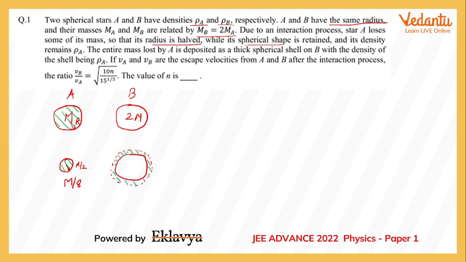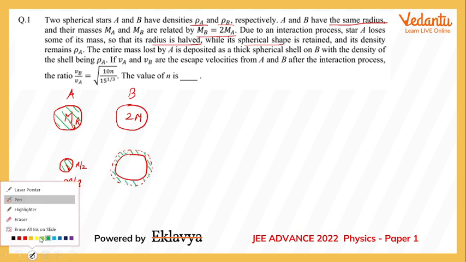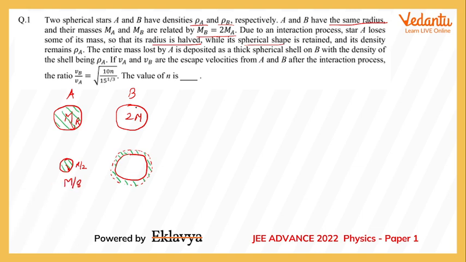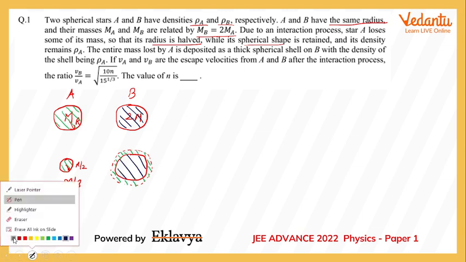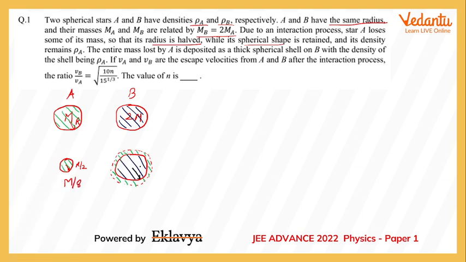And I'd use a different color to represent density of B because it had twice the density as compared to A. So let me use blue color to represent its density. So this is the scenario. Now this would also mean that the radius of B has now become more than R. It has become something like R plus delta R, where delta R is the thickness of this particular layer that we have now deposited.